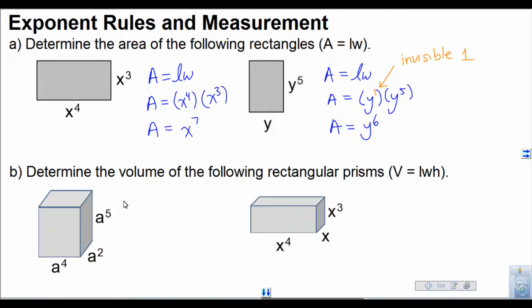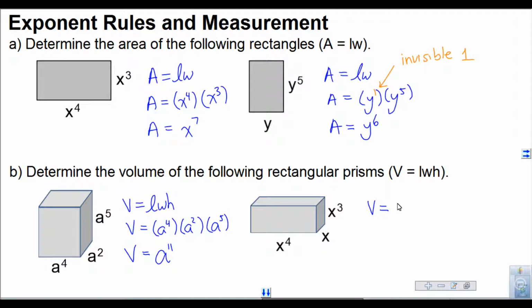We can also do this with volume. So volume is length times width times height. So let's say the length is a to the 4, the width is a squared, and the height is a to the 5. Here, all these powers are multiplying, so we just need to add the exponents. So 4 plus 2 is 6, 6 plus 5 is 11. So this is a to the 11.